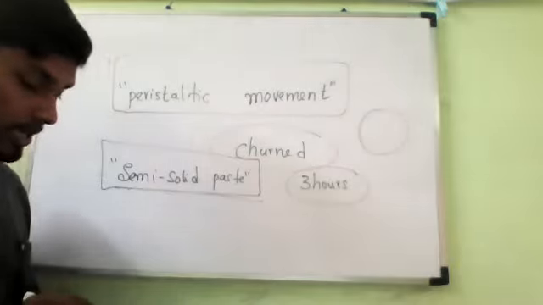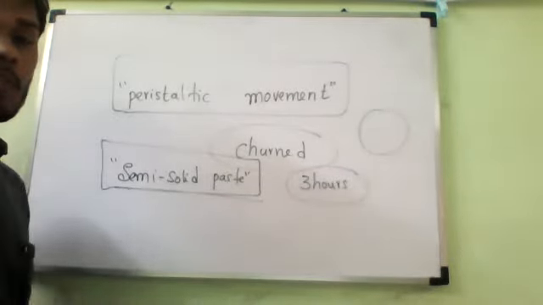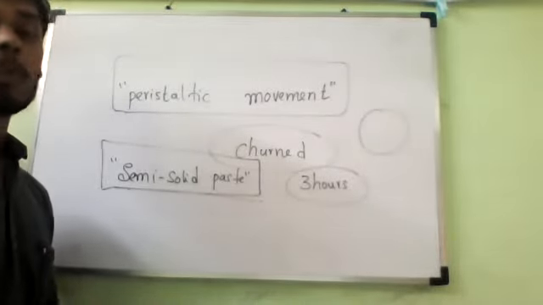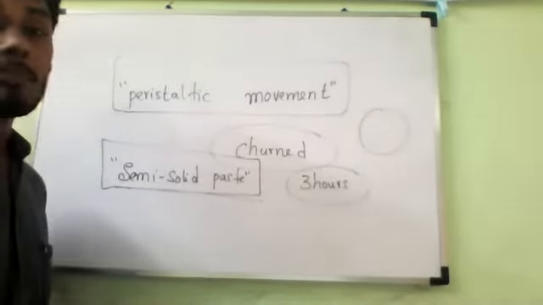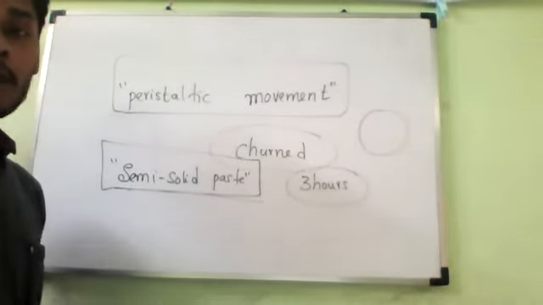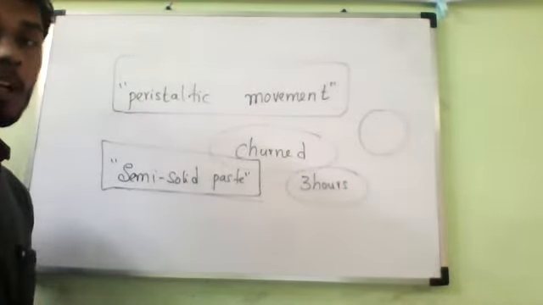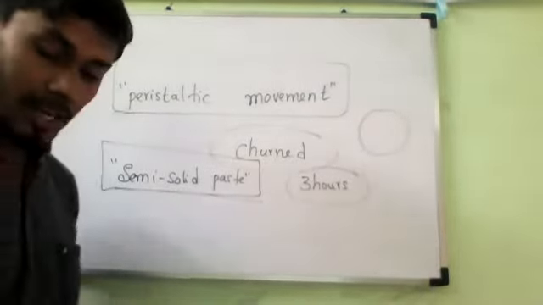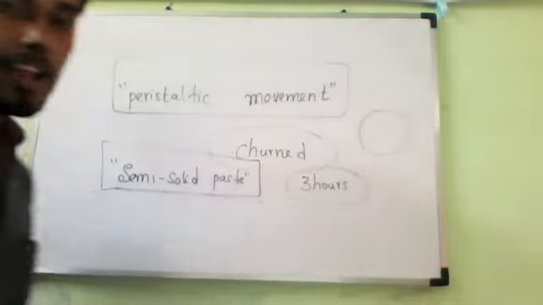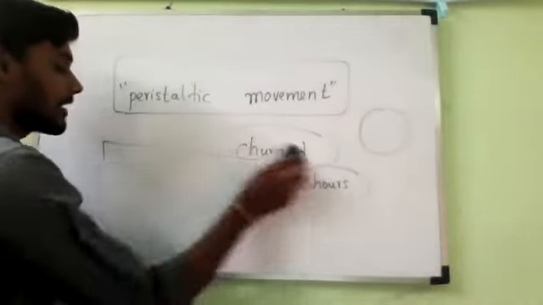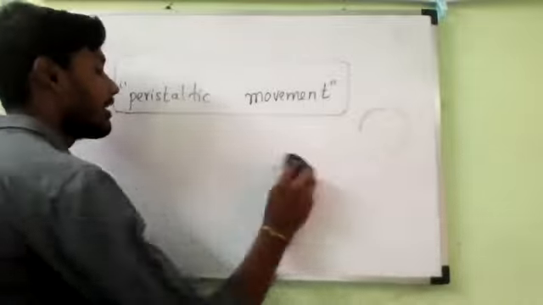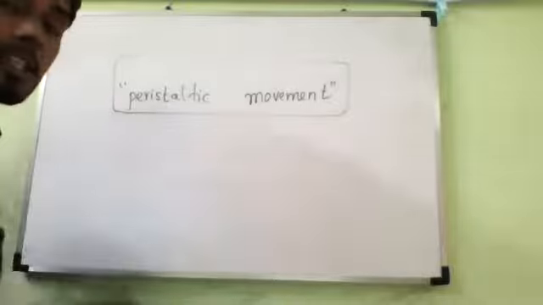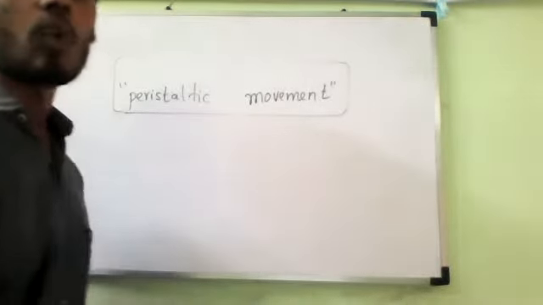Now, what is the duration of this complete digestion? Three hours it will take. Is it that big a process? Yes, it is that big a process. The stomach walls contain three tubular glands. What are the glands? Salivary glands, liver, pancreas. So the stomach contains three tubular glands in its walls.